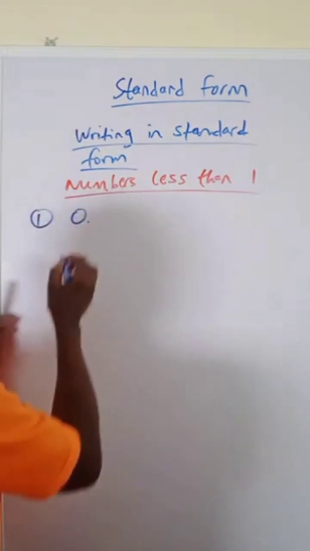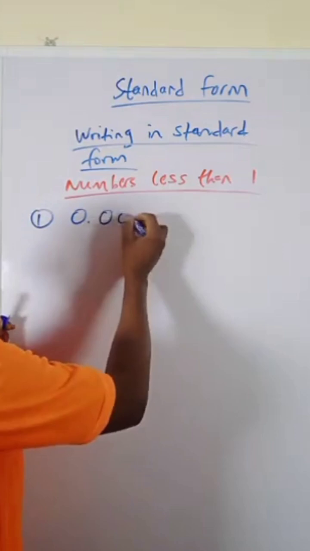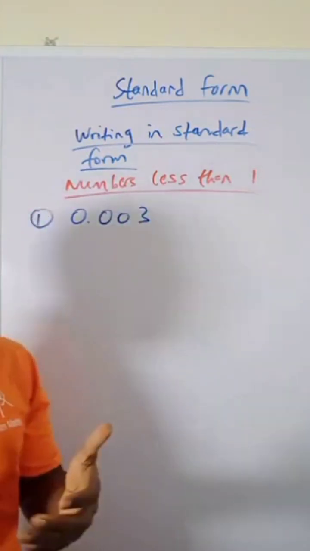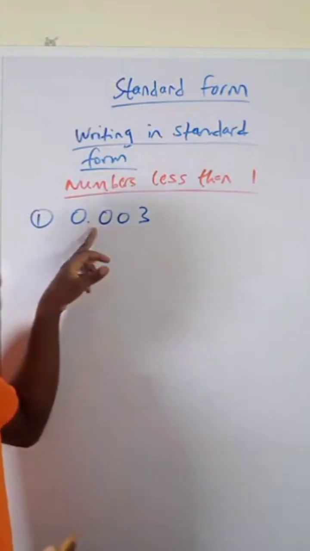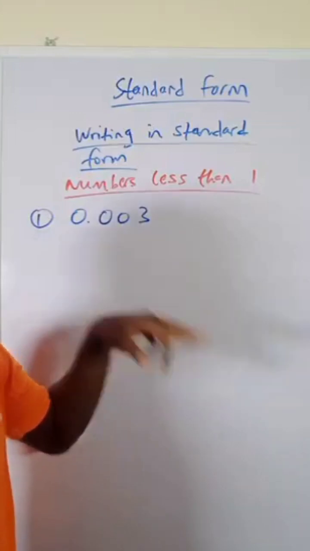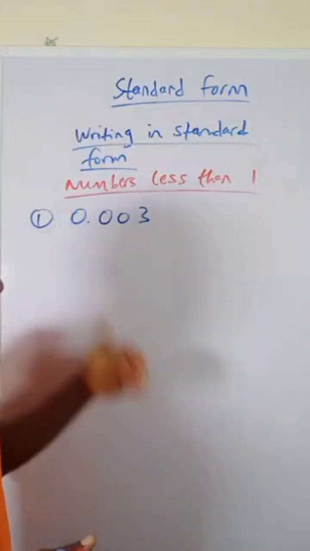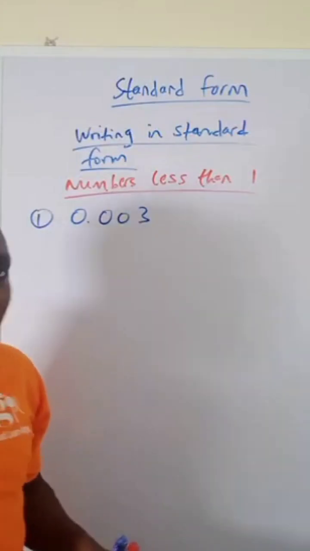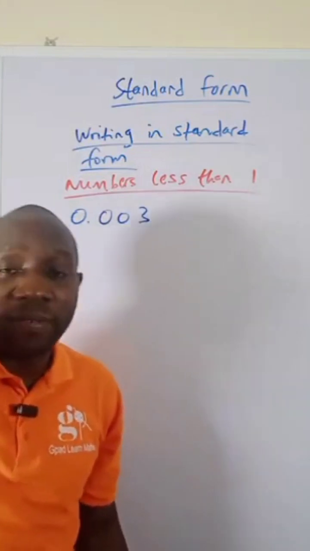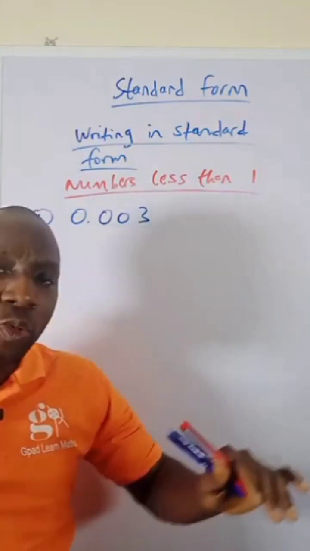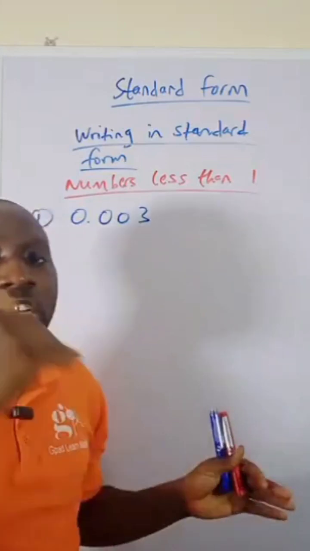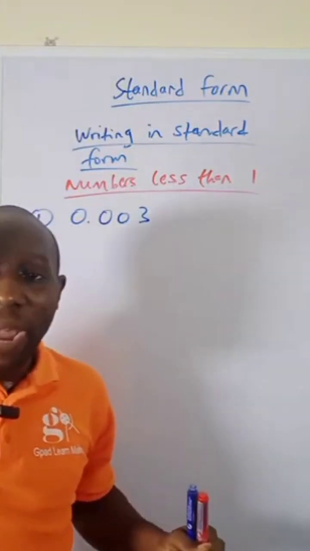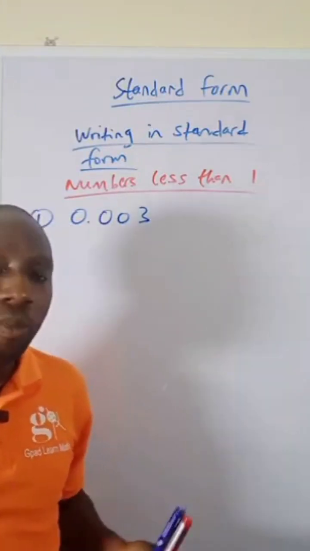So number 1, I can just write anything, but it has to be less than 1. See, how do you know if it's less than 1? Easy, 0 point. Anytime you have 0 point, just know that this is less than 1. And when you are writing it in standard form, the power will be negative. That's it. That's the only difference between numbers less than 1 and the ones greater than 1. For this type of numbers, it's going to have a negative power when you're writing in standard form.